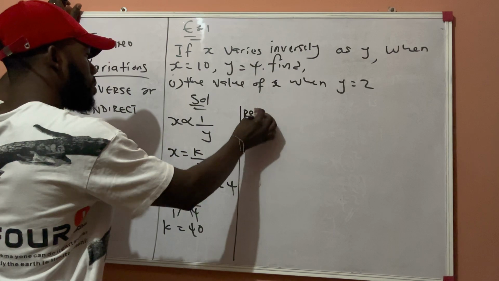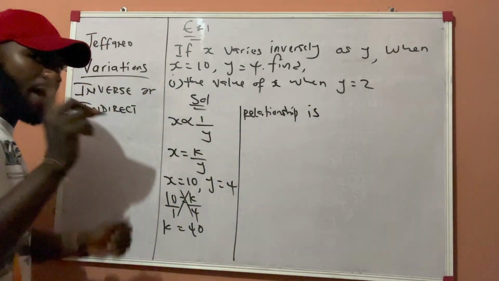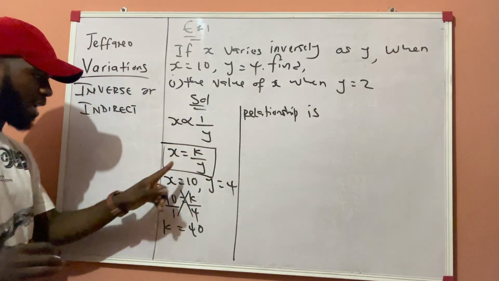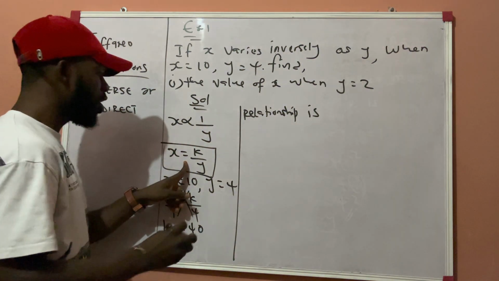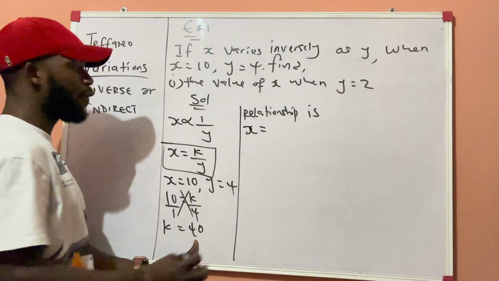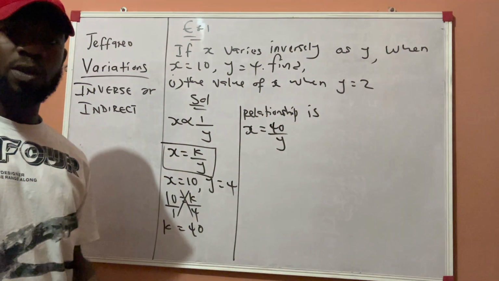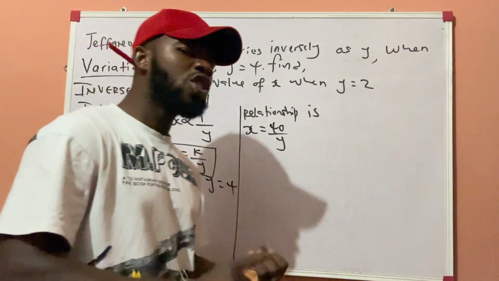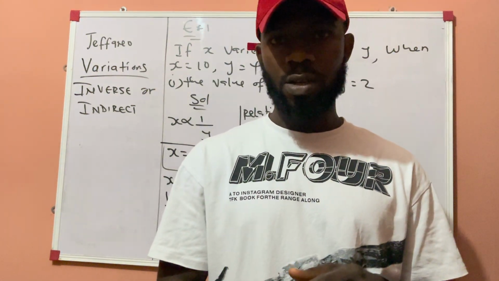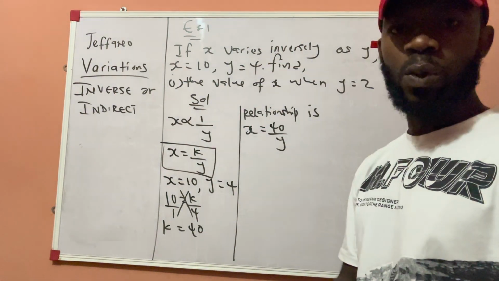Relationship is. Now remember we said, how do you get your relationship? At the very place where you introduced your constant. So when I write this, it becomes x is equal to, wherever I see my constant, I give 40, over y. This becomes the relationship connecting x and y. Now, we were not told to look for the constant or the relationship, but we must look for them, so that we can solve Roman figure 1, which says we should find the value of x when y is 2.